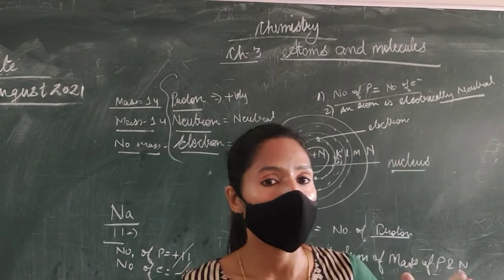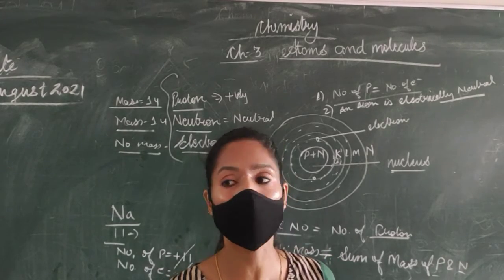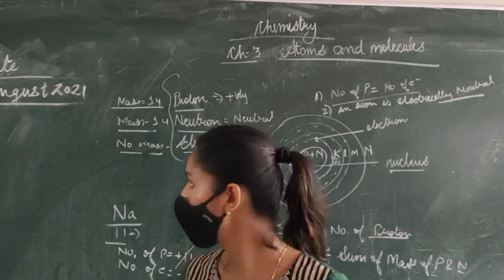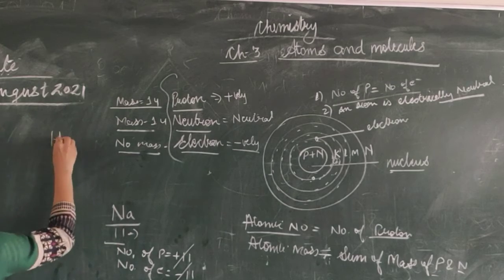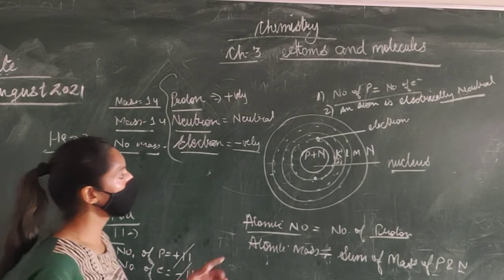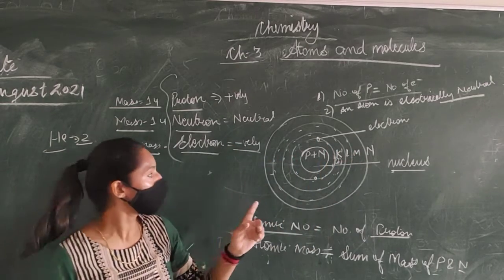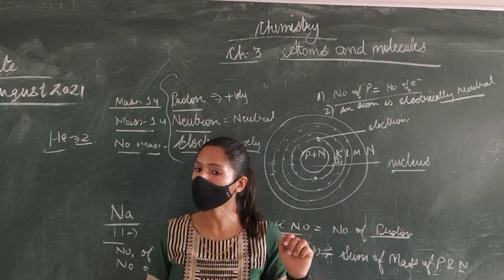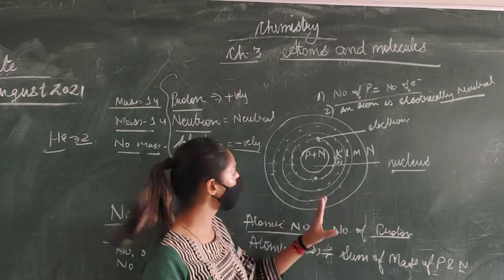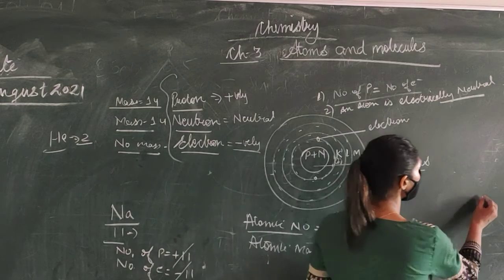So the nearest noble gas to hydrogen is helium, which has atomic number 2, and the maximum number is 2. So 2 electrons and 2 protons. Helium will have 2 electrons on the outermost shell. Helium will not have these extra 3 shells. The structure of helium would be like this.